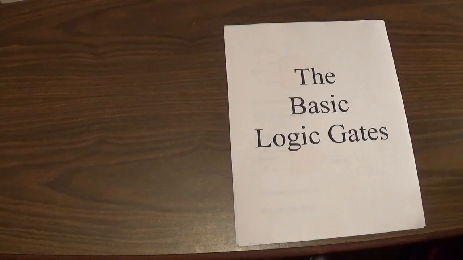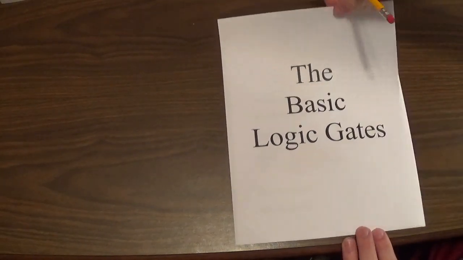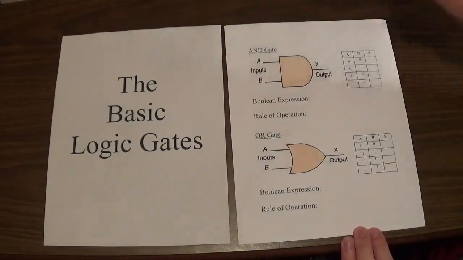We'll look at the symbol of how we represent it in a schematic diagram. We'll look at the mathematical expression, which is called the Boolean expression. We'll look at the truth table, which explains how each gate works, and we'll also look at a rule of operation just to help you quickly find what the output is for each of these. Alright, so the first ones we have here.